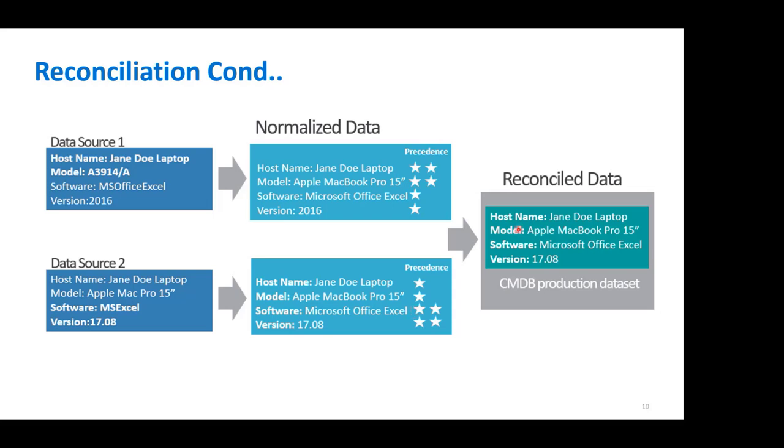So when we reconcile this data, we will at the end have one single CI, and that CI will have a correct categorization. That CI will have some attributes from this source, for example, hostname and model, picked from here based on the higher precedence. Then software and version I picked from this other data source. Finally, I have a complete CI with all the fields from different data sources as a single entry, which other applications will consume as a single entry.